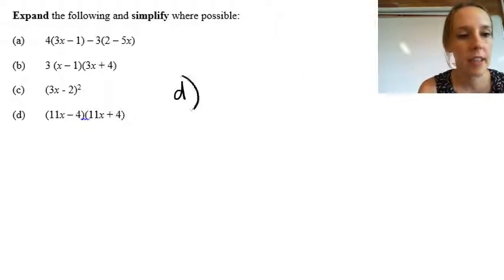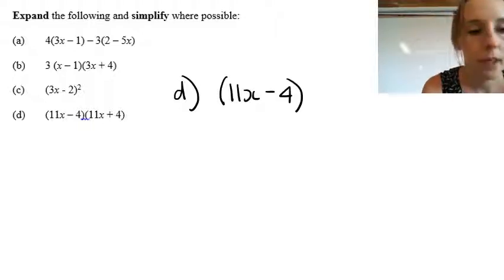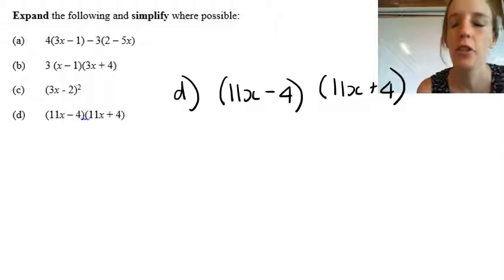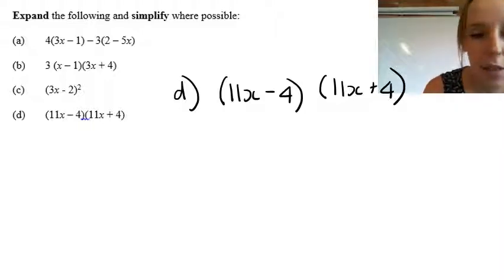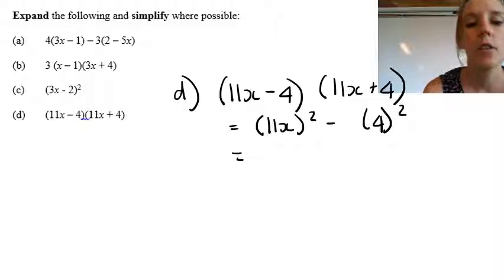Okay, so for D, we've got a difference of perfect squares here. So I've got 11x take 4, and then 11x plus 4. Again, we know how we can do this. It just simplifies to a squared take b squared. So it's just (11x) squared take 4 squared.